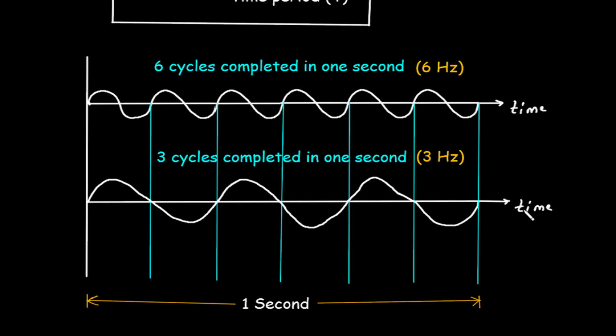Now for this waveform, from here to here, this is 1 cycle. Then from here to here, this is second cycle. From here to here, this is third cycle. So in 1 second, a total of 3 cycles are completed. That means the frequency of this waveform is 3 Hz.